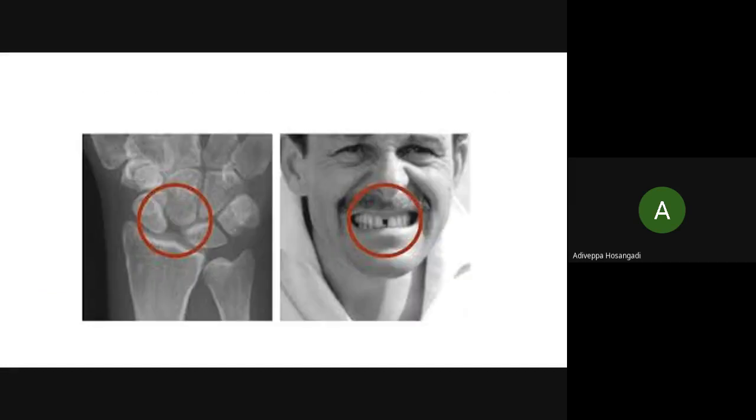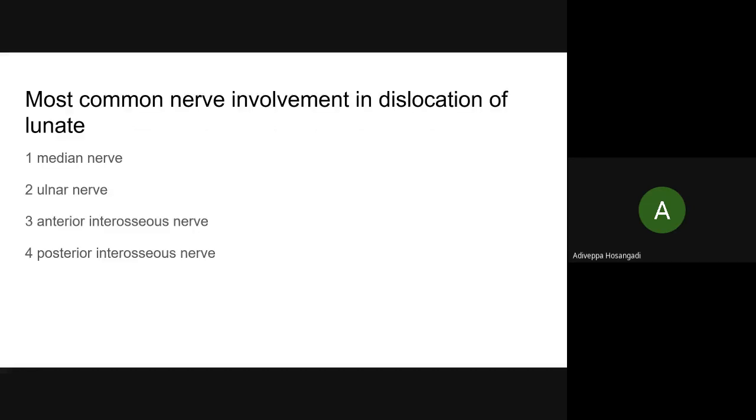One more important thing is the Terry Thomas sign. He is one famous Hollywood star. I have not watched any of his movies. There is a space between two incisors, which looks like that, which has been described in the past. Anyway, the Terry Thomas sign is seen in scapholunate dissociation. Remember that. You can answer this question.